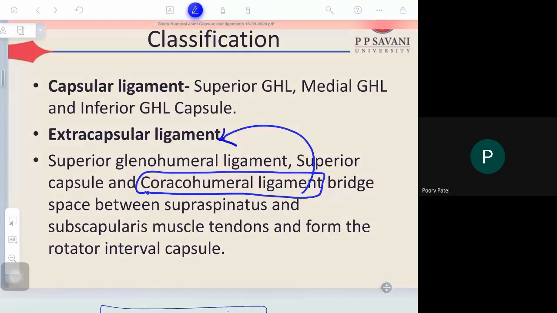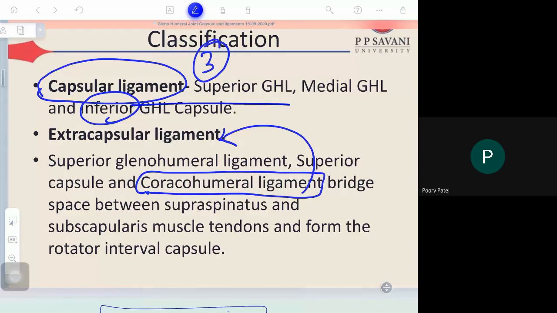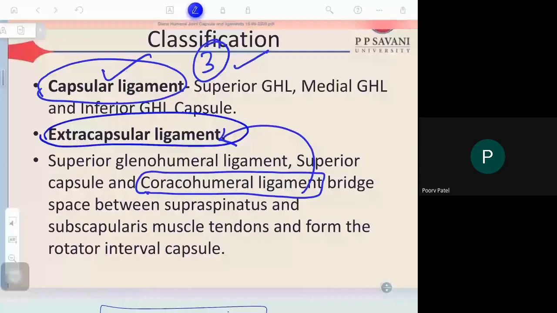So totally how many ligaments are there? Capsular ligaments, there are 3 ligaments. Clear? And this third ligament is again divided into 3 parts. But you should call it only 3. Clear? It is 3 ligaments. Capsular ligaments are 3 and extracapsular ligament is 1. Clear? So what is extracapsular ligament? Coracohumeral ligament. So now you see this diagram.